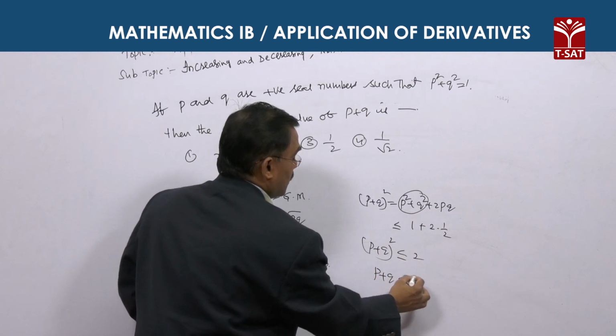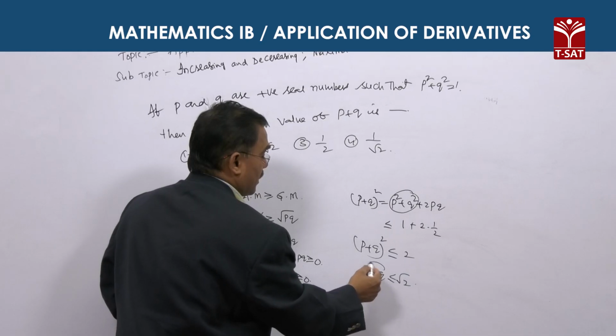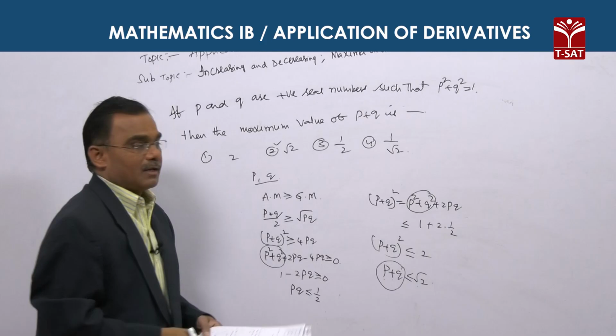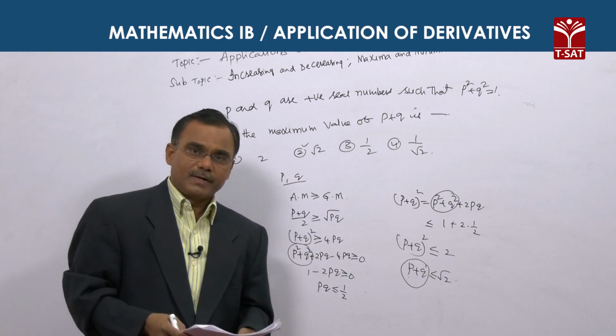Therefore P plus Q is less than or equal to root 2. Therefore the maximum value of P plus Q is root 2. Using algebraic properties also, we find the maximum value.